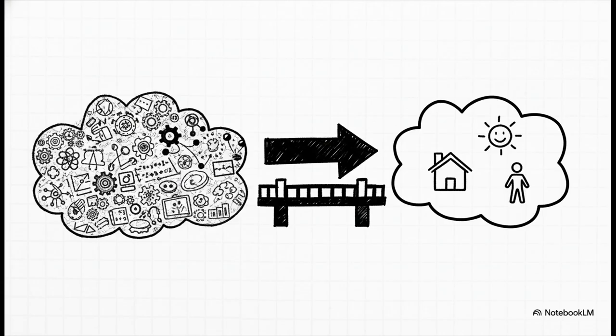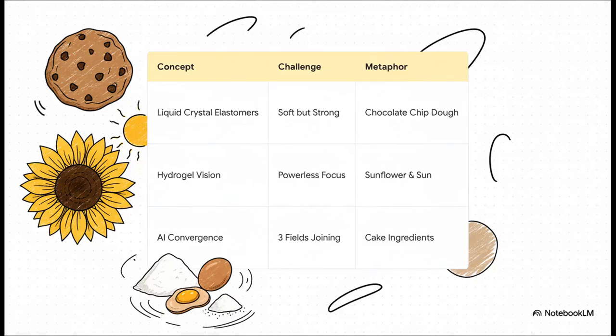The goal isn't to dumb things down, not at all. It's to build a bridge, a visual bridge, from this new, super technical idea to something your audience already gets, something they know from their everyday lives. And this is where that strategy just comes to life. So for liquid crystal elastomers, this soft but crazy strong material, the perfect metaphor is chocolate chips in cookie dough. You instantly get it. The chips give structure to the soft dough.